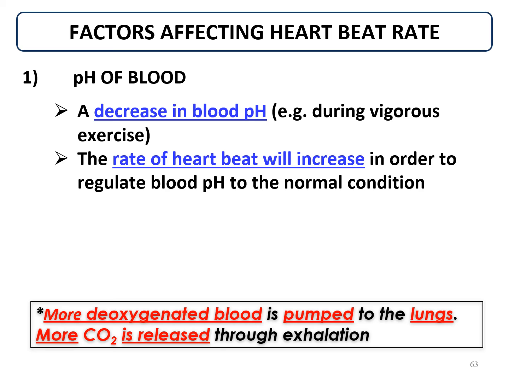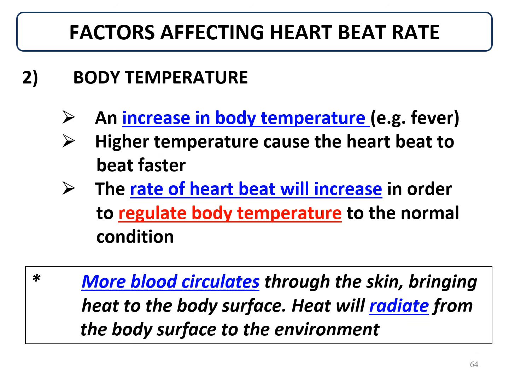Factors affecting heartbeat rate. First is the pH of blood. When the pH of blood decreases, the rate of heartbeat will increase. An example is when we do activity or exercise. That's why when we are exercising, our heartbeat increases. This is to ensure that more deoxygenated blood is pumped to the lungs, so carbon dioxide that is produced during the exercise is released through exhalation.